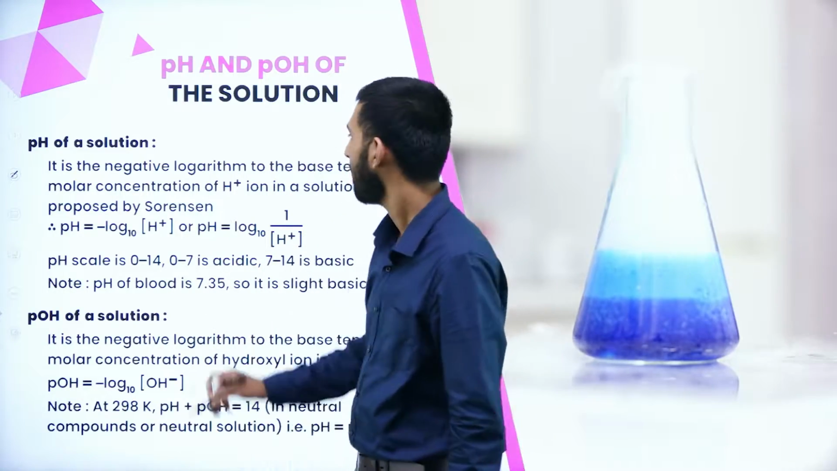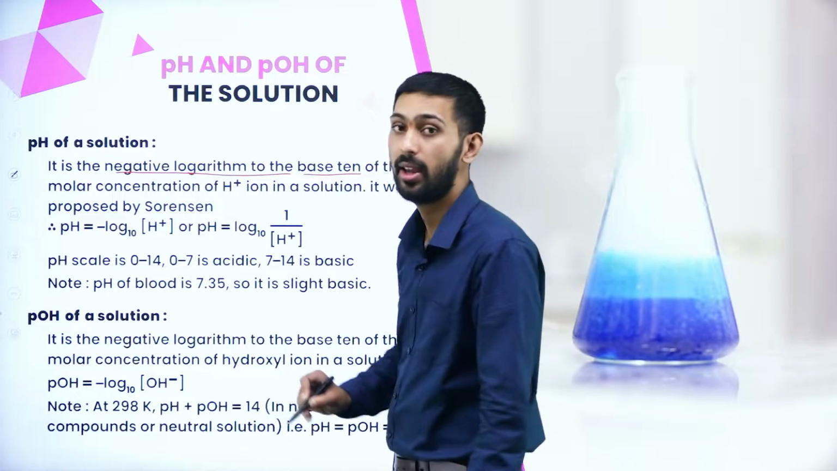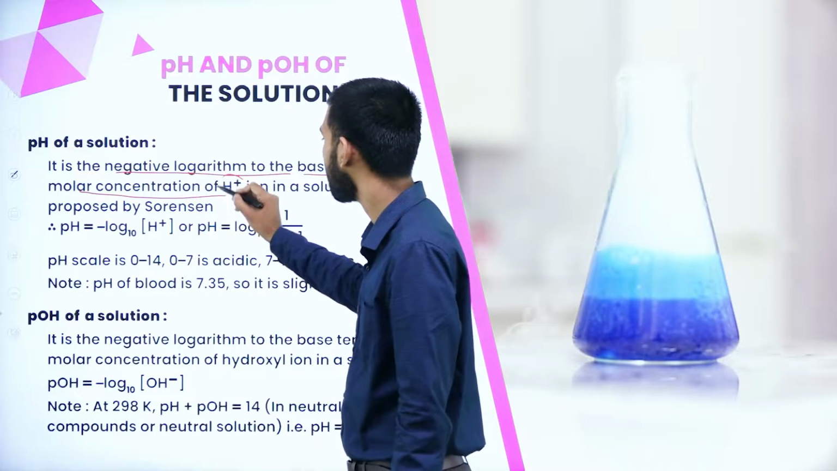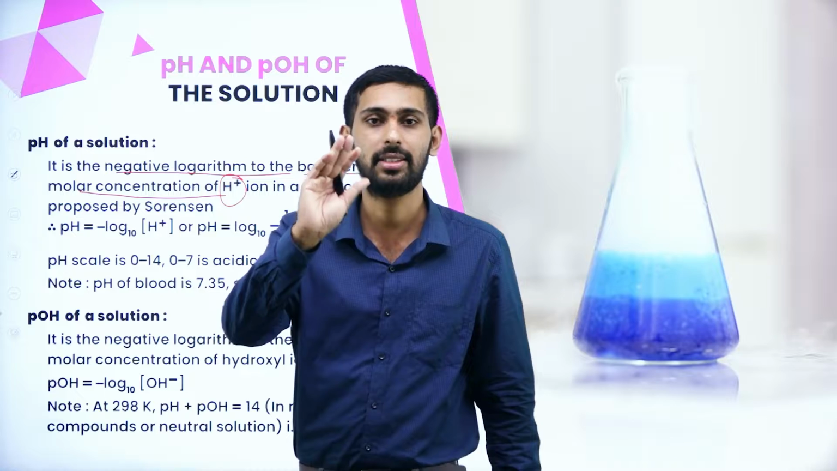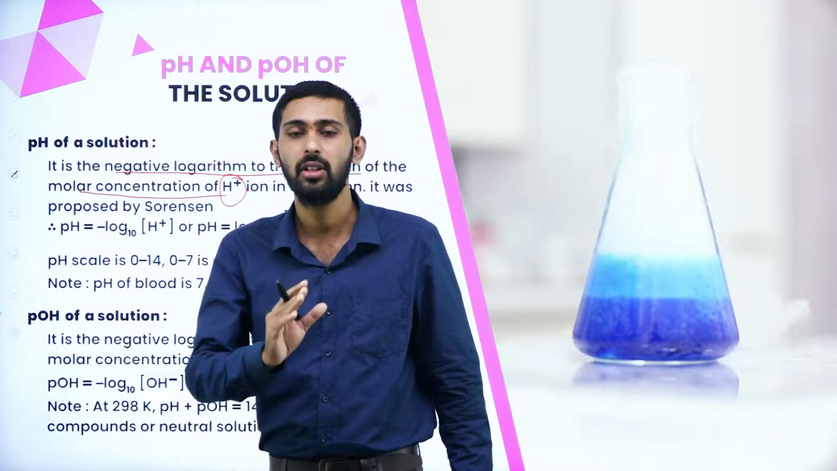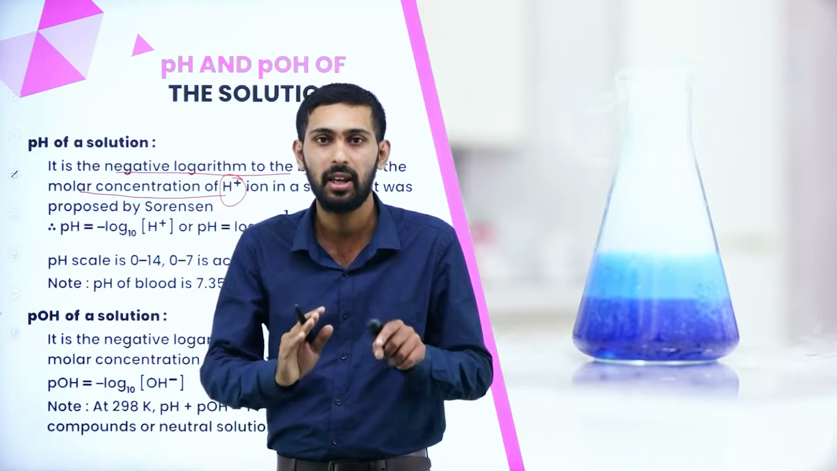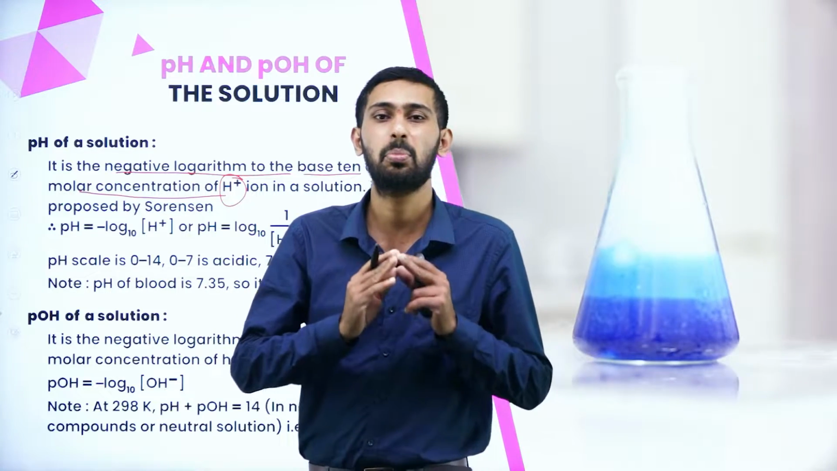It is the negative logarithm to the base 10 of the molar concentration of H plus ion. pH means we should always think that it is acidic. So we have to consider the H plus ion. We should not say OH minus ion for the pH. If you say OH, then it is considered basic.